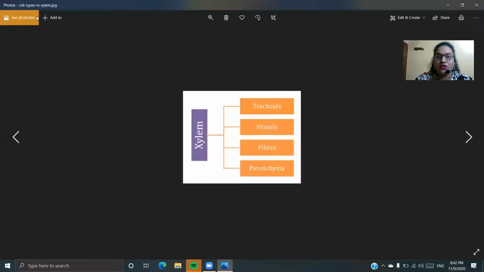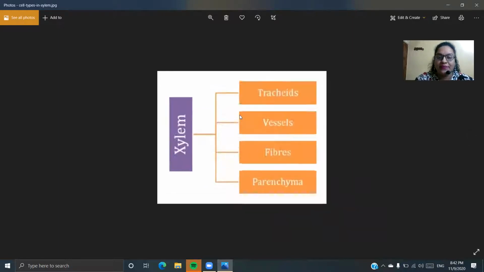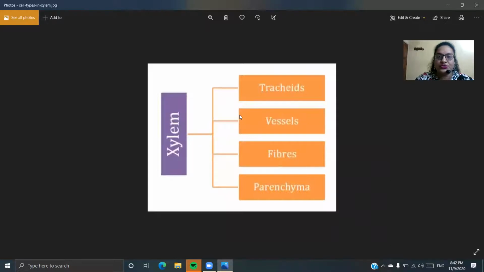Xylem is the vascular complex permanent tissue which conducts the water as well as minerals from the roots to the shoots, to all parts like leaves and all the parts of the shoot system. So they conduct the water and minerals from the roots to the other parts of the plant body.